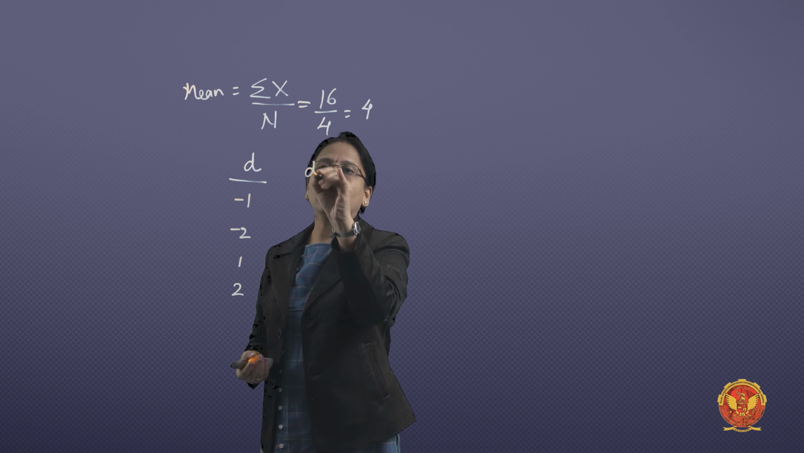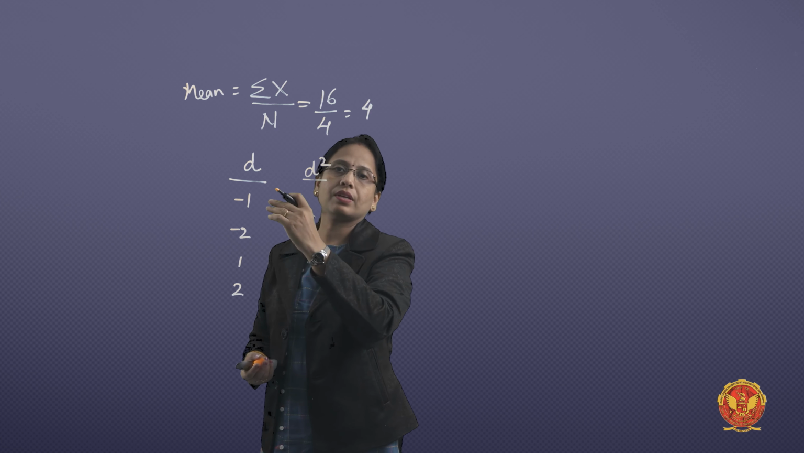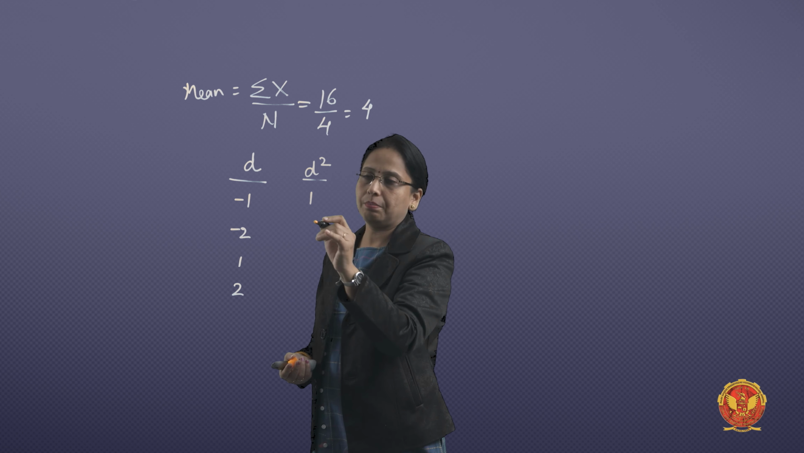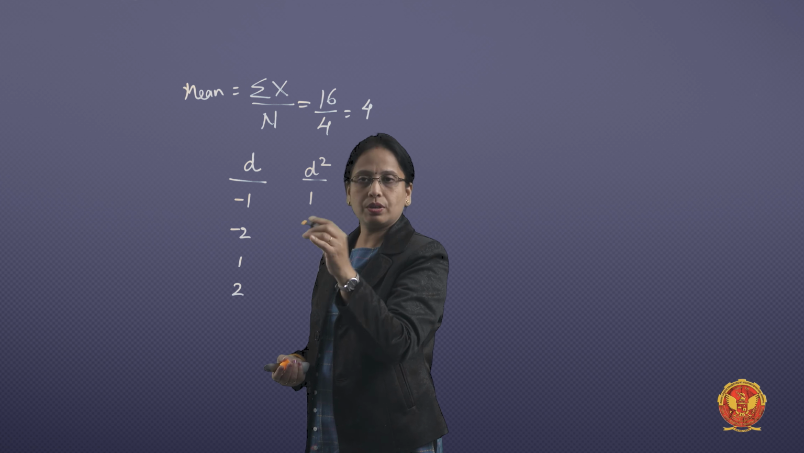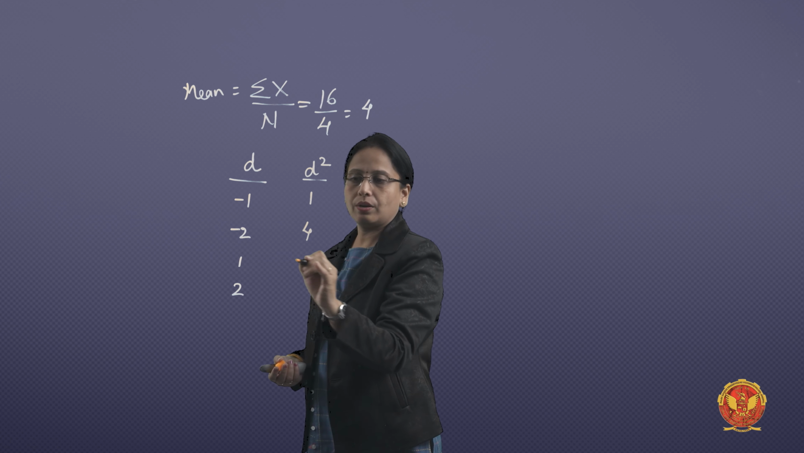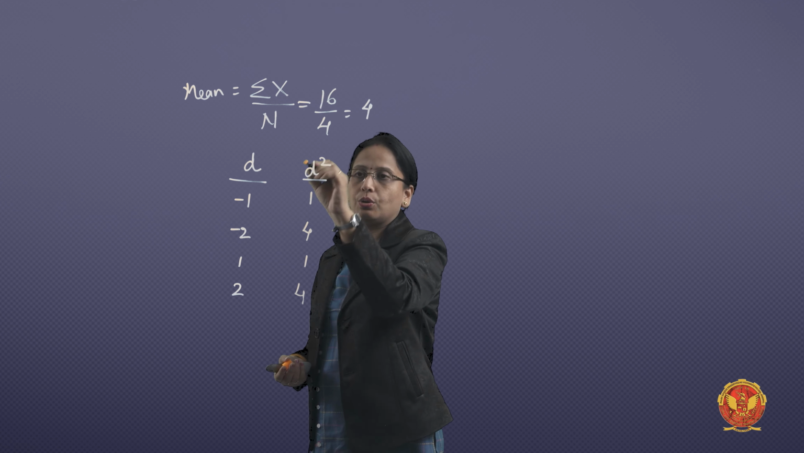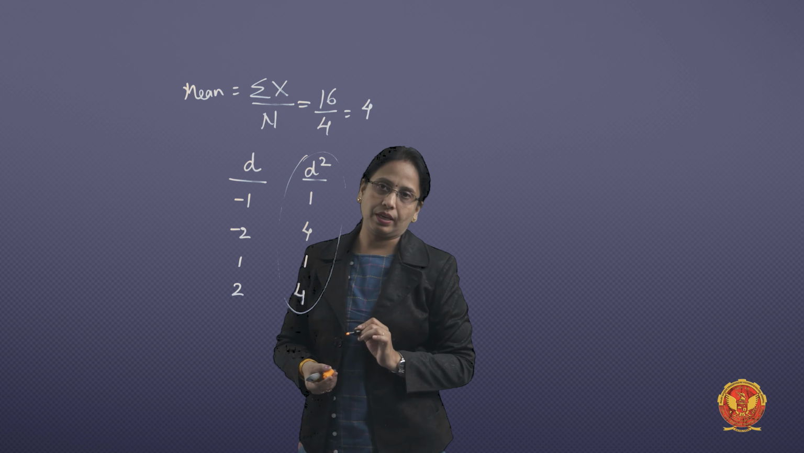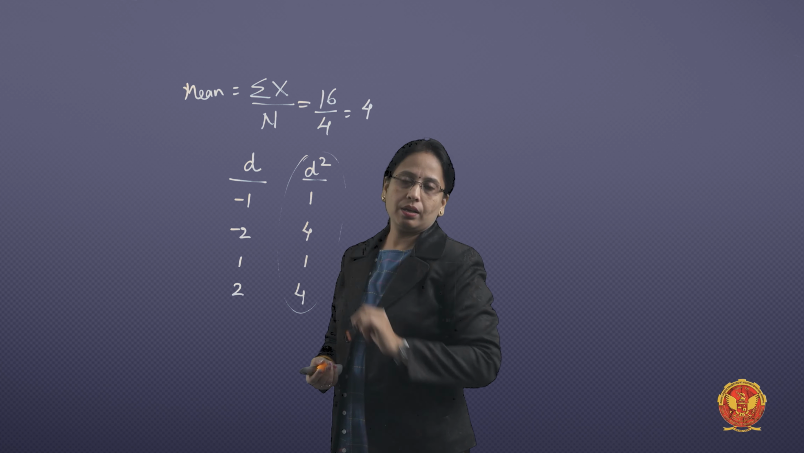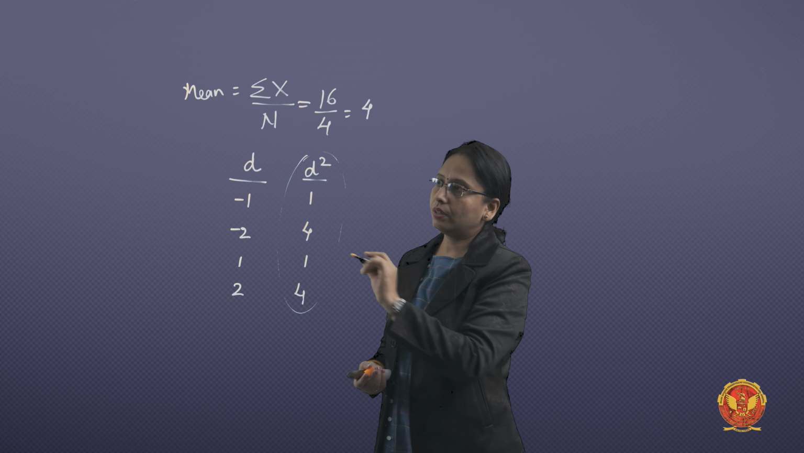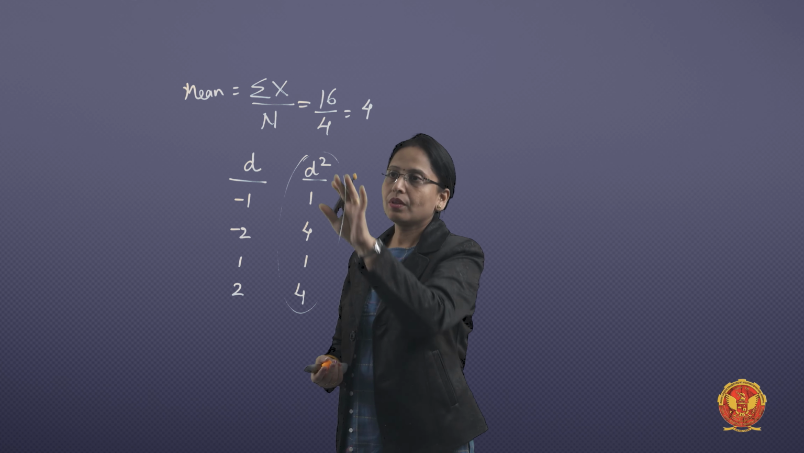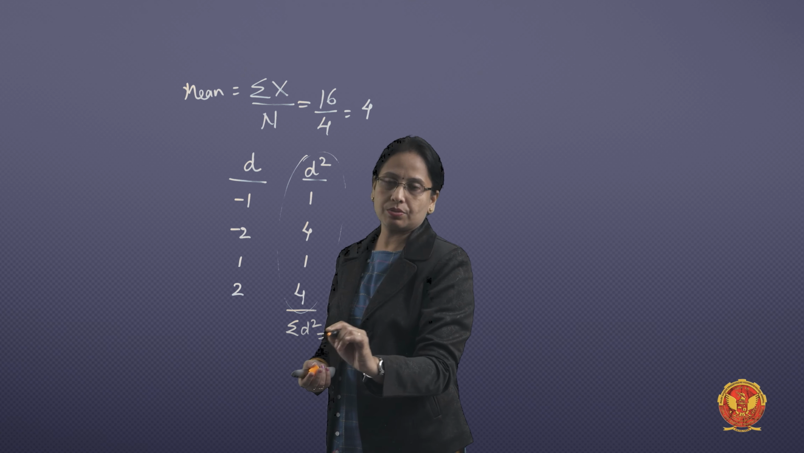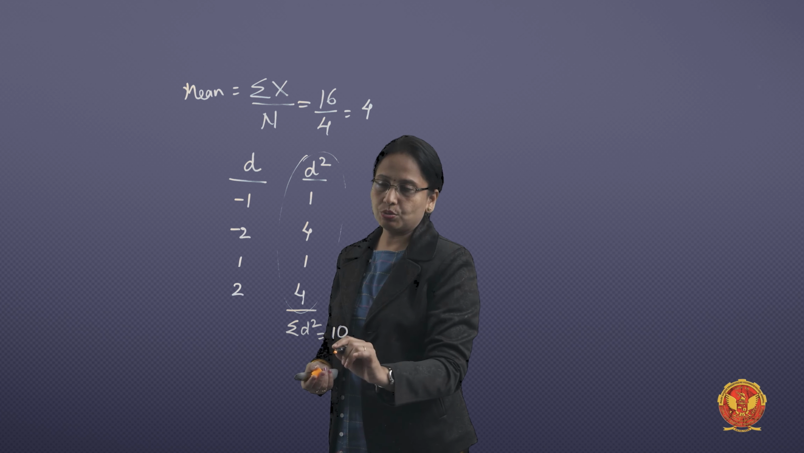Next step is you square this difference. Itself, this negative sign will become positive. When you square it, -1 into -1 becomes +1, -2 into -2 becomes +4, 1 into 1, 2 into 2. Look, squaring the values removes the negative sign. No need to do the absolute; mod of D is not required here. Once you do the square, you have to sum these values. Once you sum, it comes to 10, and use it in the formula.